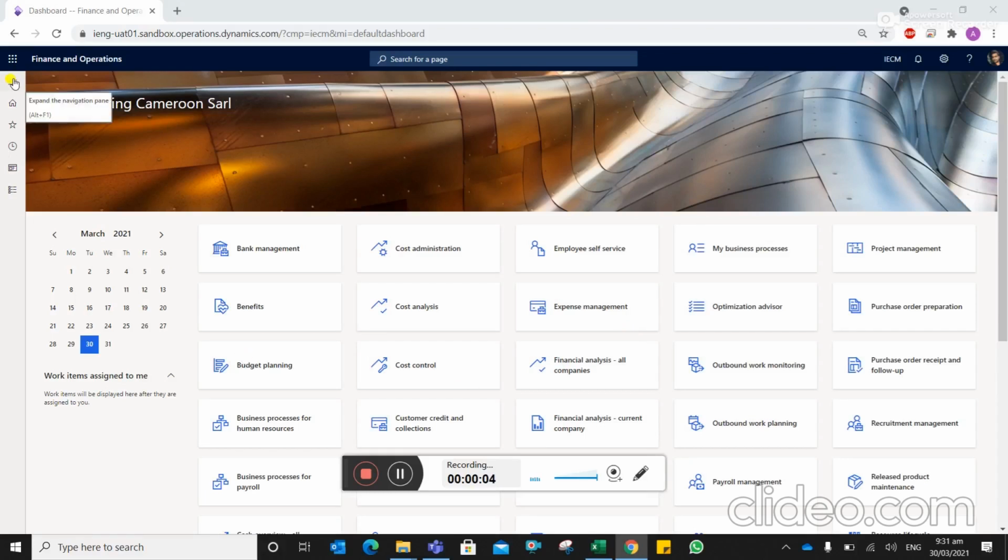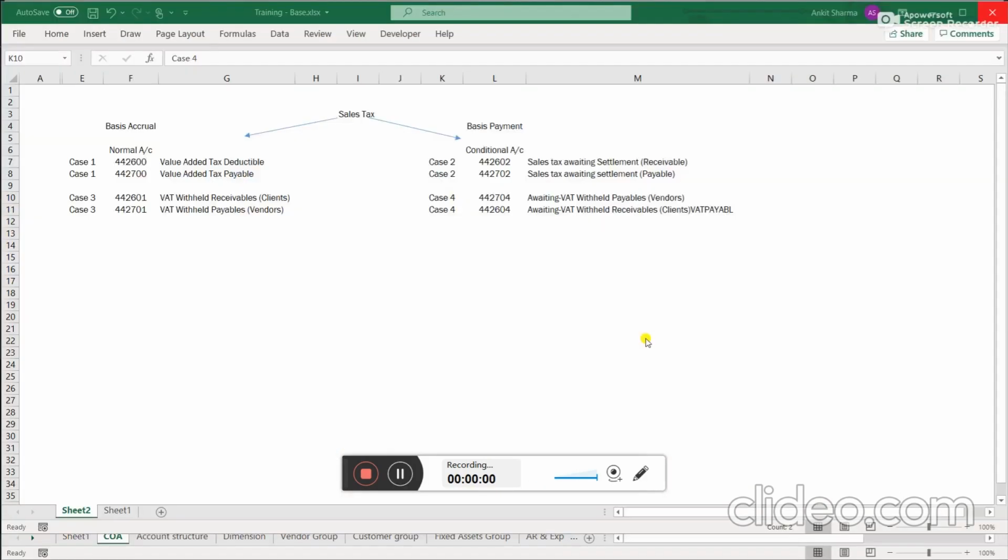In this video, we shall see how we can settle the sales tax. So before we go to the ERP and understand how the sales tax mechanism works, we shall first understand what accounts are involved in the sales tax.